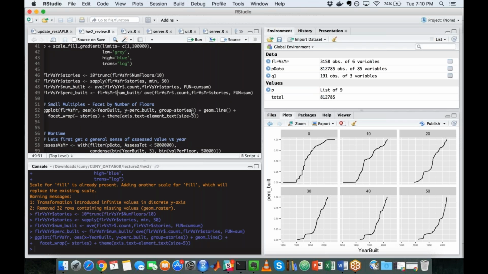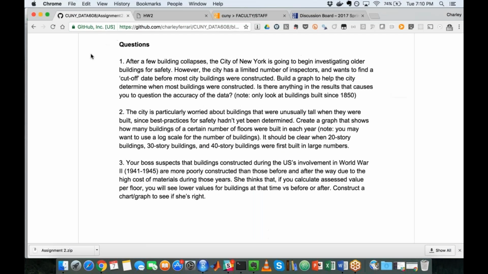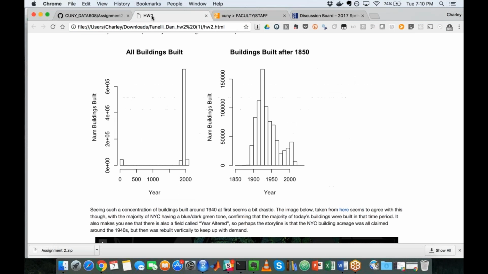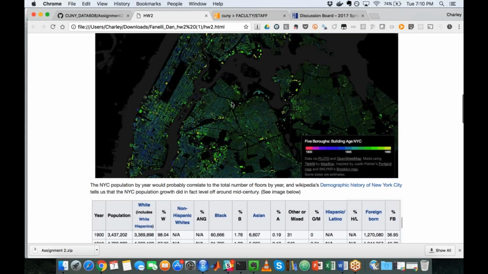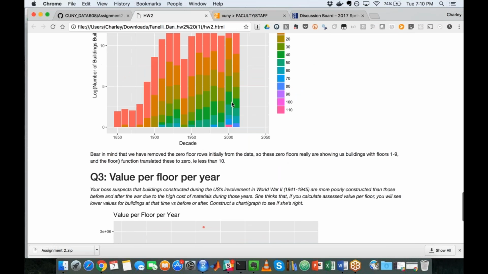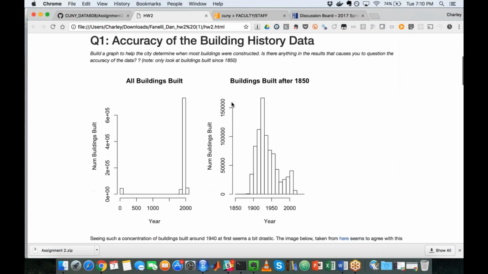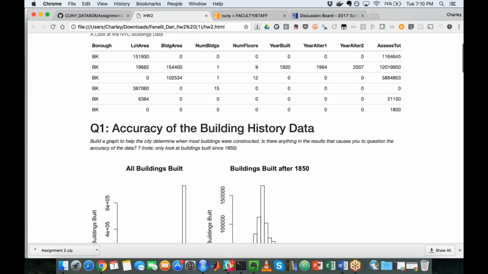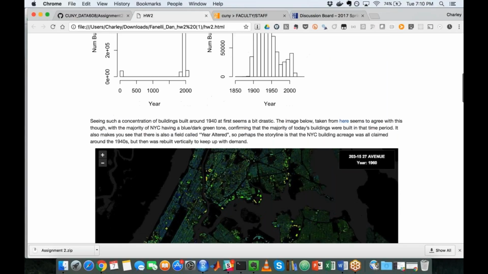Yep. So I had a few, one in particular. This is Dan Finelli's homework, where he ended up really going into the background of the data, which I found really interesting.